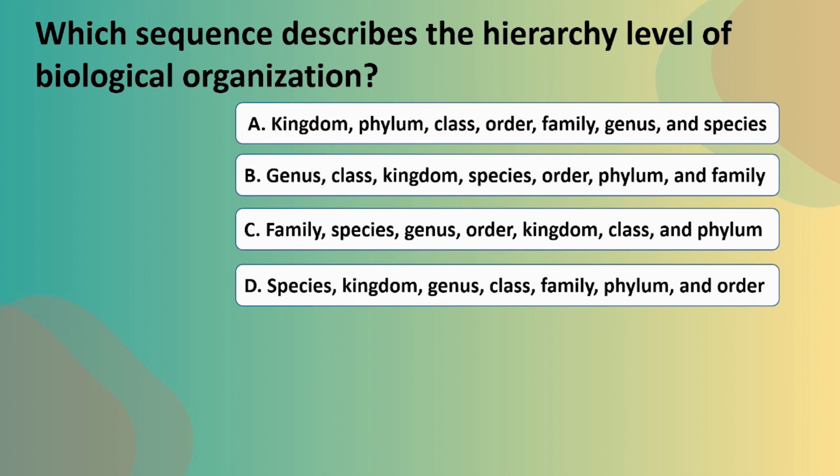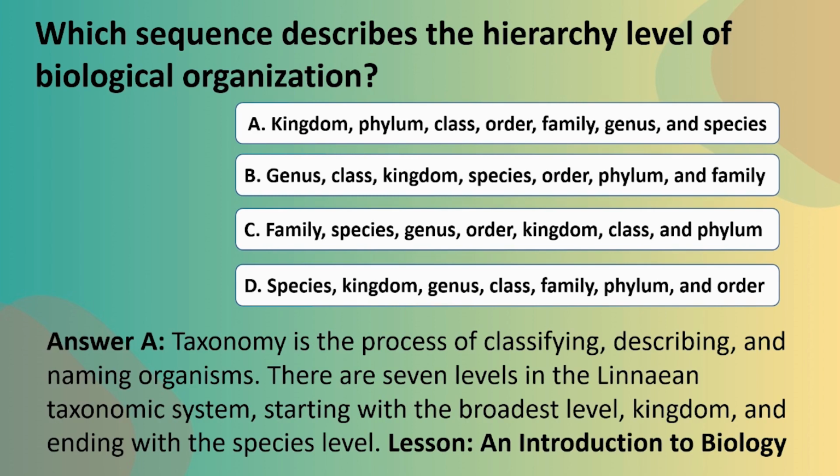So take a moment to think about this. But if you'll recall from our material, this taxonomic system is just something you kind of have to memorize. So actually the answer is A. And that's because taxonomy is the process of classifying, describing, and naming organisms, and there are 7 levels in the Linnaean taxonomic system, starting with kingdom and going all the way down to species.